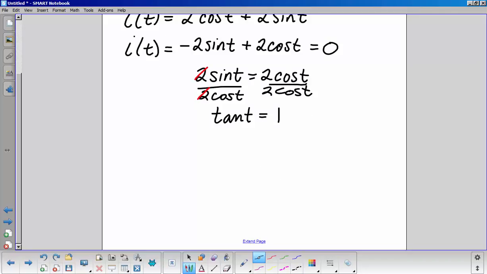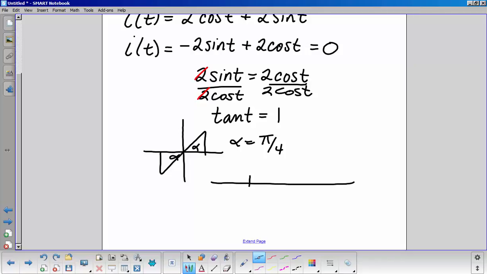When does the tangent equal 1? When alpha is pi over 4. So it's going to be pi over 4 and, well, I mean, 5 pi over 4. Let's plug a point in. Let's plug in 0 to the derivative, I prime. At 0, the sine is 0, cosine is 1, so that's positive.